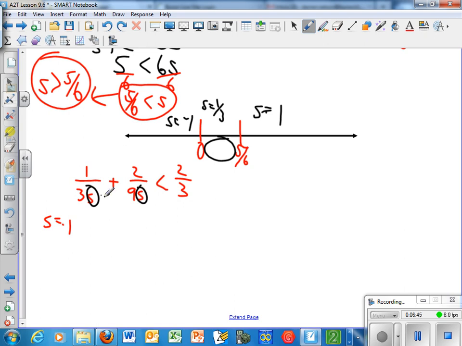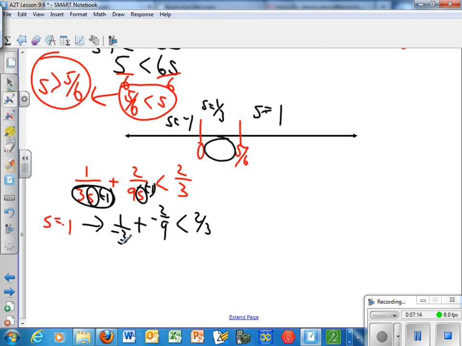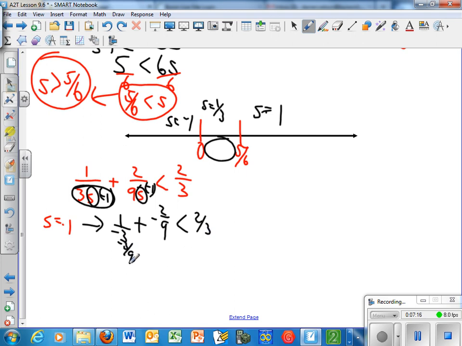So if I put a -1 in there, here's what I'd have. I'd have 1 over -3 for the first one. 3 times -1 down here is that. And then I'd have plus 2 over, if I put a -1 in there for s, it'd be -2/9, or 2 over -9, is less than 2/3. So I'm basically taking -1/3 plus -2/9. This is the same as -3/9, so I'd have -5/9 on this side is less than 2/3.